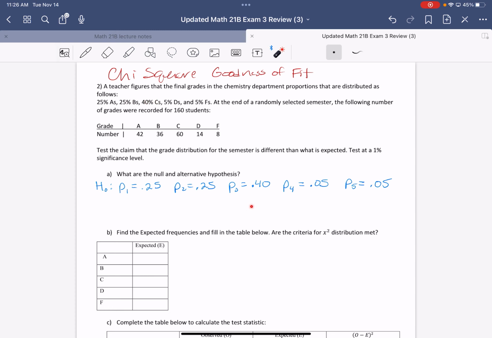Remember, these have to add up to 100%, or to 1. So if you did at first accidentally use those numbers, you'd be like, oh, that doesn't add up to 100%. Or if you're using decimals, this doesn't add up to 1. So that'd be an indicator to you like, oh no, I'm not using those numbers. There are different numbers.